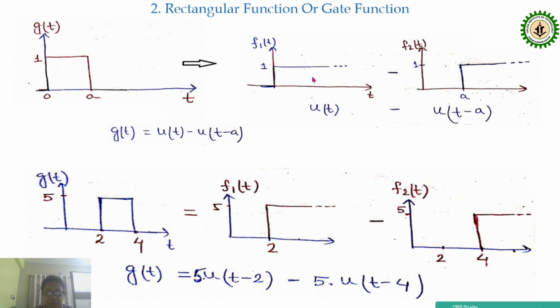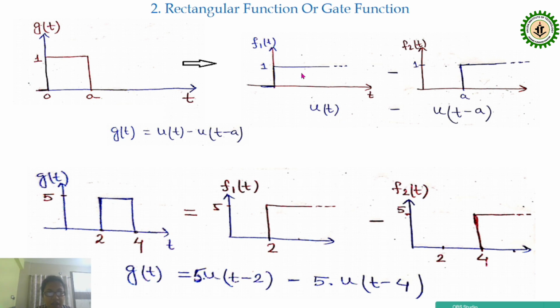Now, how can we generate this using a basic signal, the step signal? The first signal will start at t equals 0. So first we start a step function at t equals 0. This is the function which started at t equals 0 and it will continue. We can represent this function by u of t.